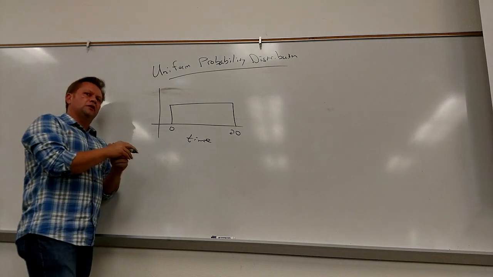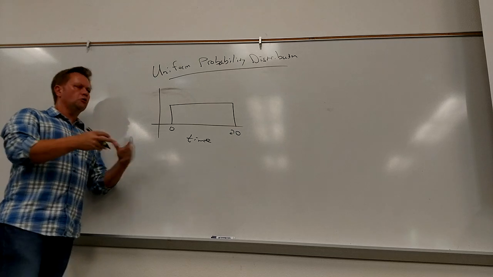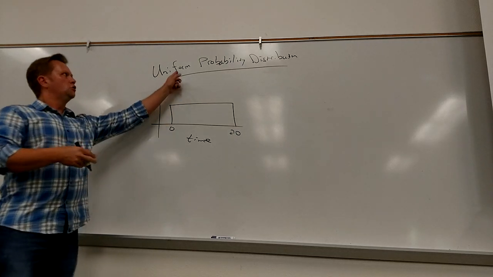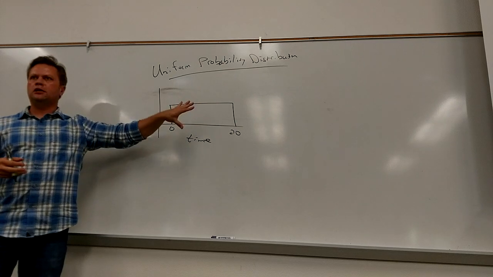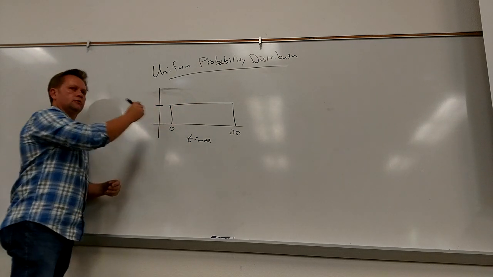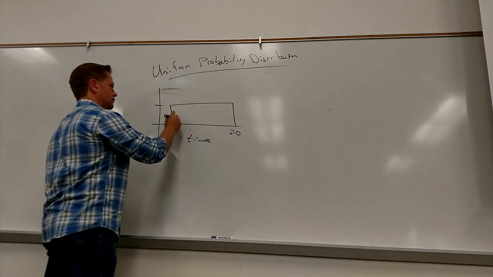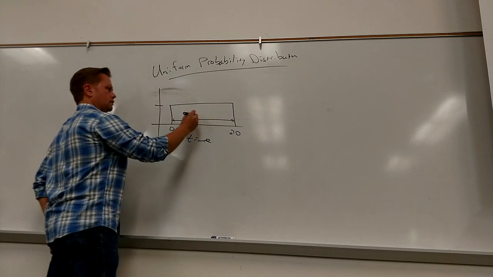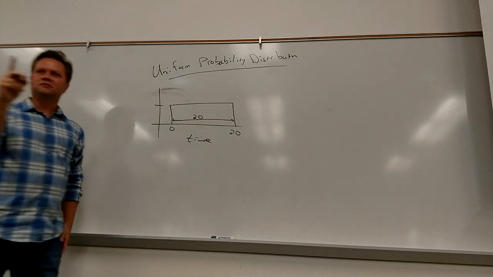Now, somebody help me out. What did we just say earlier? In order to make this a valid uniform probability distribution, the area of this little block has to be equal to 1. So what's the height got to be? How wide is it? 20. 20 times what is 1?